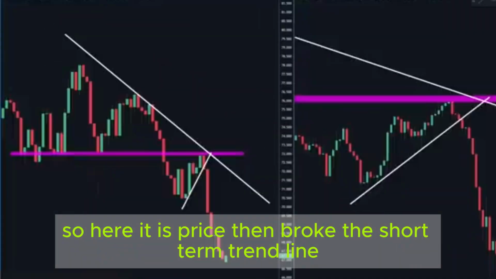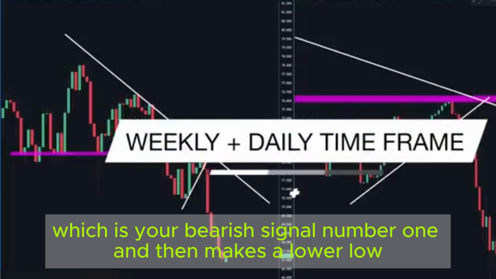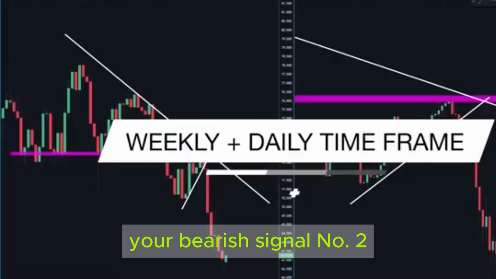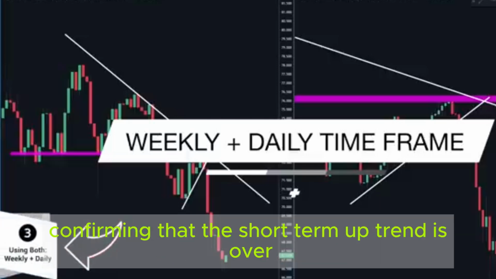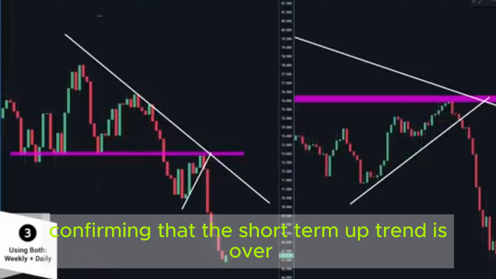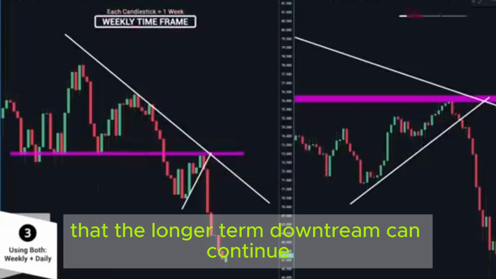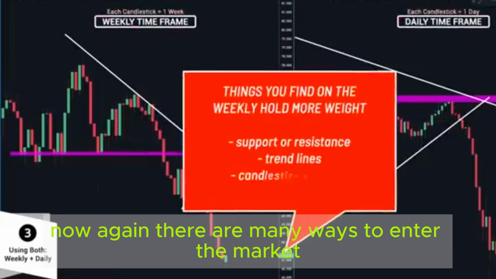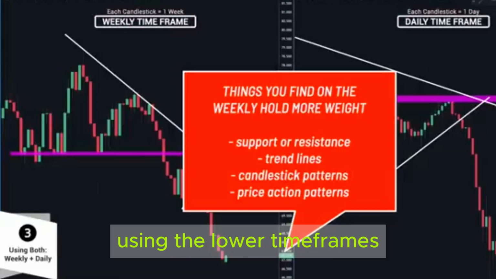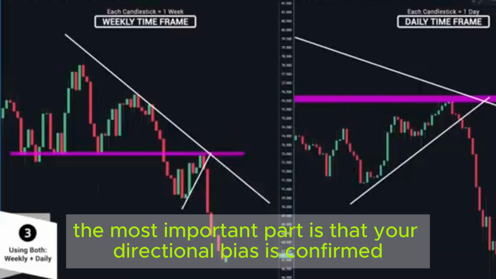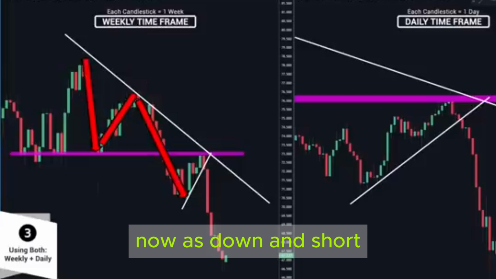So here it is. Price then broke the short-term trend line, which is your bearish signal number 1. And then makes a lower low, your bearish signal number 2. You now have bearish price action that entered the market, confirming that the short-term uptrend is over and that the longer-term downtrend can continue. Now again, there are many ways to enter the market. You can enter right on the break through a momentum play using the lower time frames, but the most important part is that your directional bias is confirmed now as down and short.